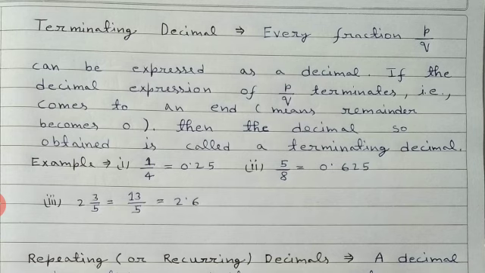When we divide 1 by 4, then the quotient is 0.25 and the remainder is 0. Here the remainder is 0, hence it is a terminating decimal. Thus, each of the numbers 1 by 4, 5 by 8 and 2 whole 3 by 5 can be expressed in the form of a terminating decimal.